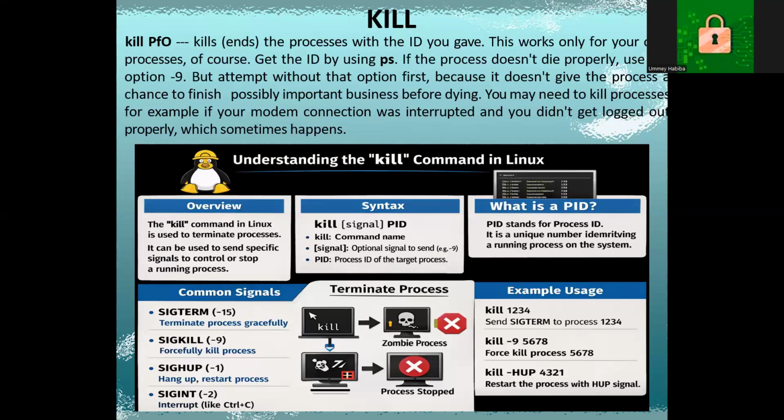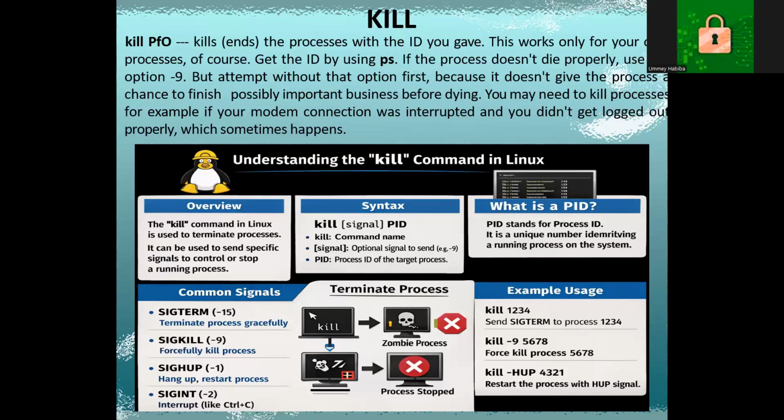Another useful feature is that the kill command can be used together with other commands to manage multiple processes. For example, users can find a process using ps and then terminate it using kill. There are also related commands like killall, which terminates all the processes with a specific name instead of using the PID, that means process ID. This makes it easier to stop several instances of the same program at once.